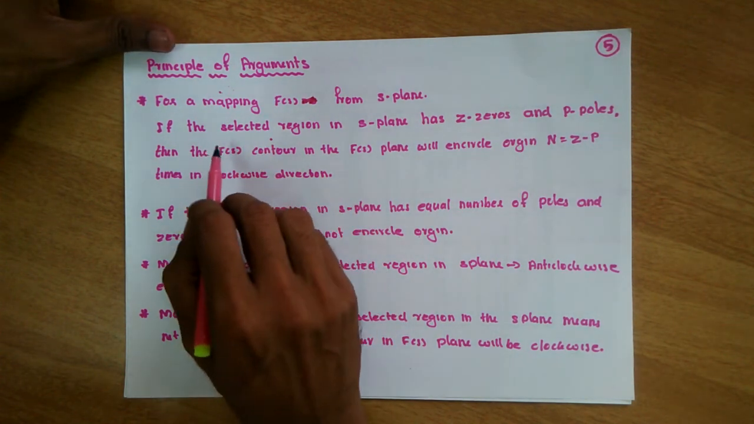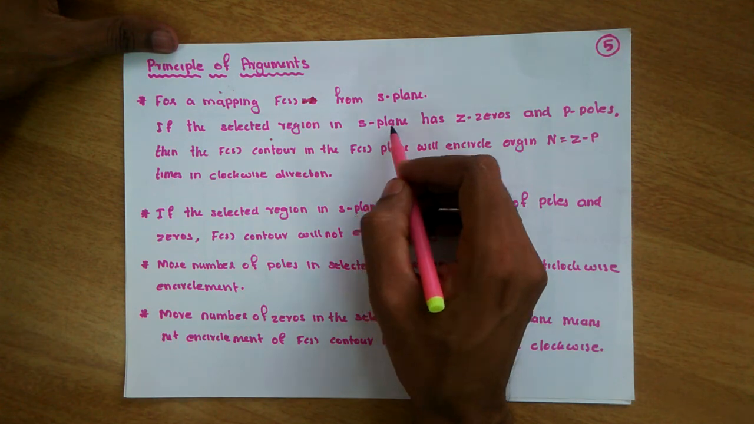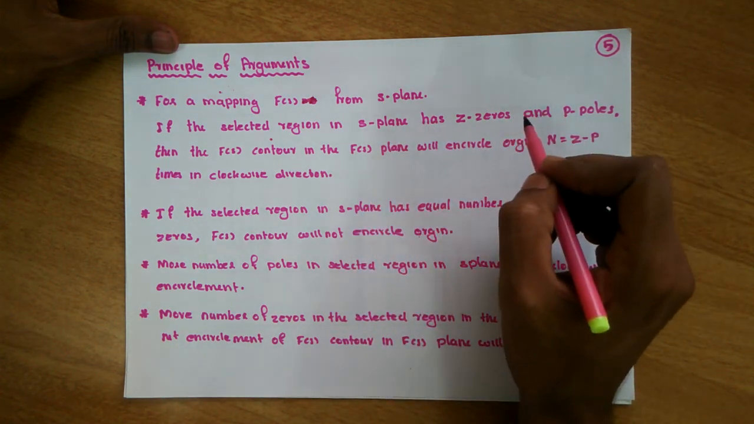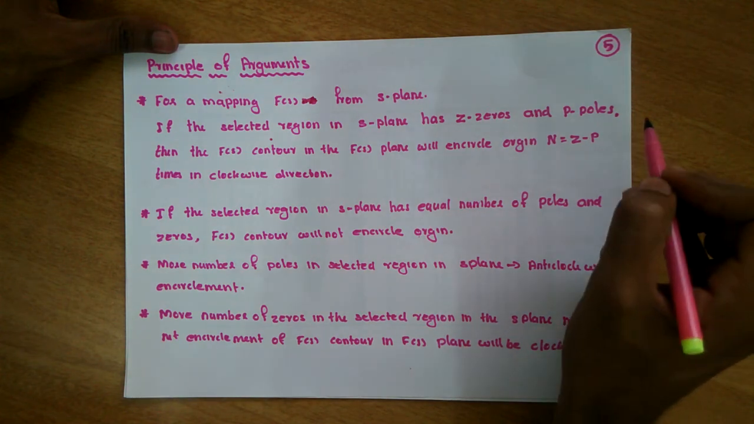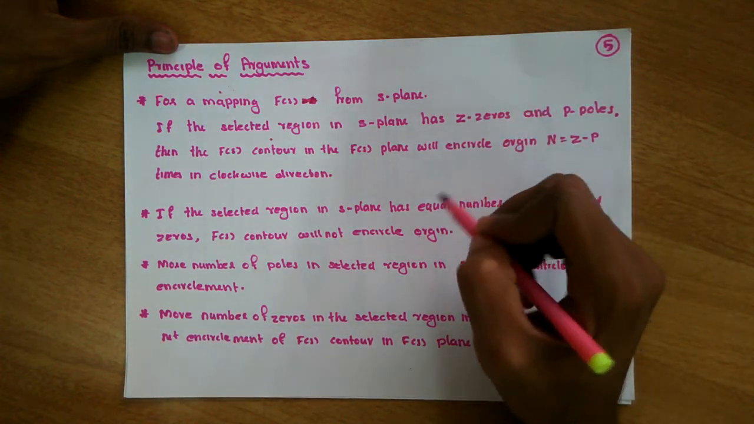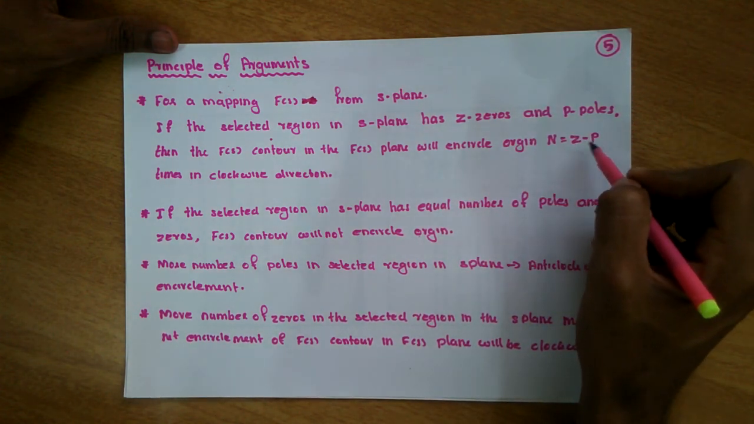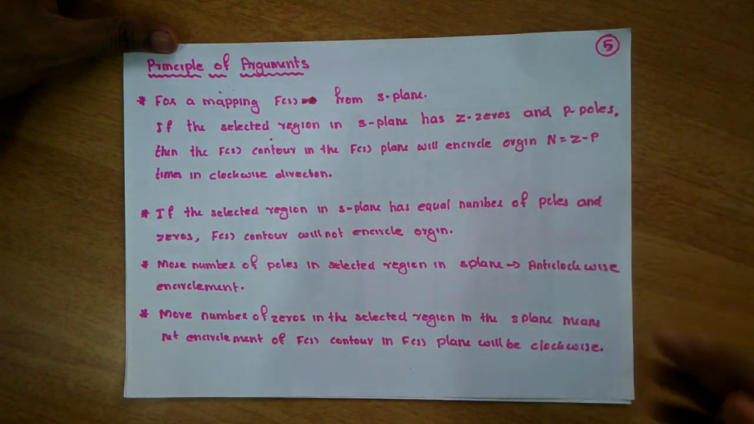I'll repeat. If the selected region in the s plane encloses Z number of zeros and P number of poles, then the f of s contour will encircle the origin in clockwise direction how many times? N is equal to Z minus P times.